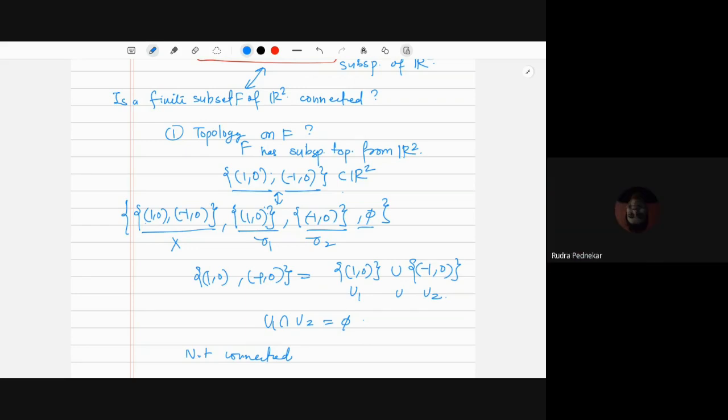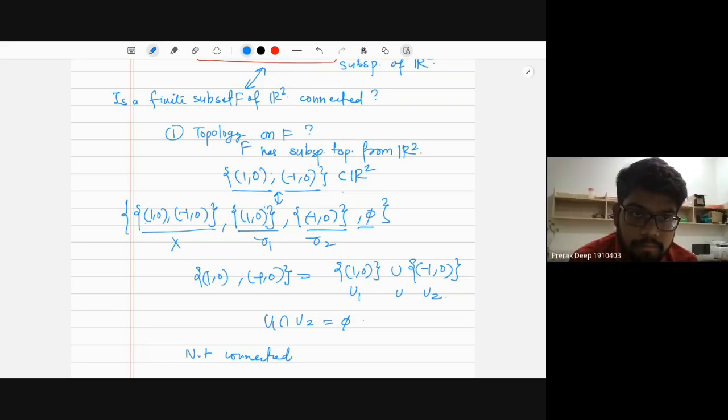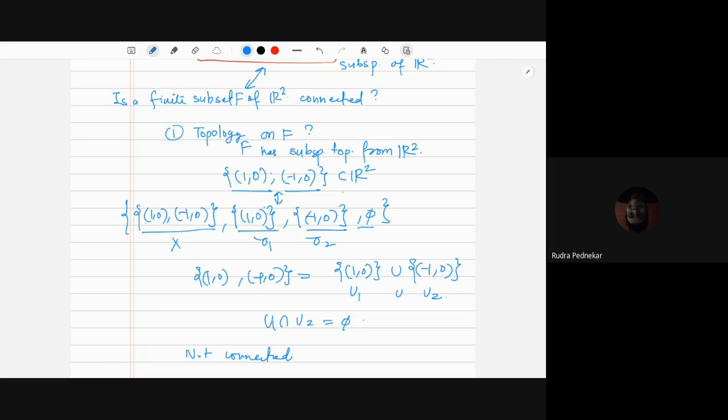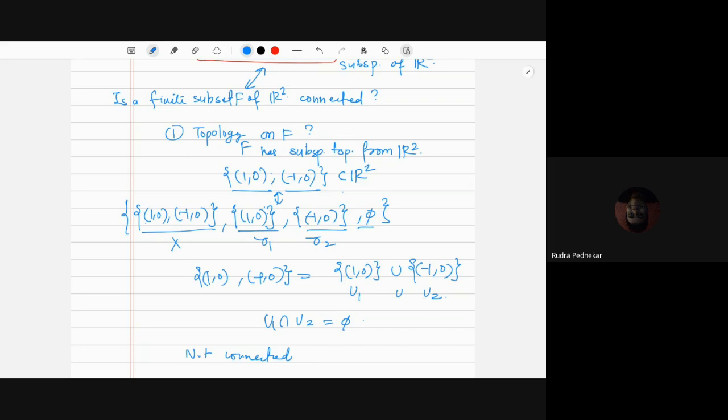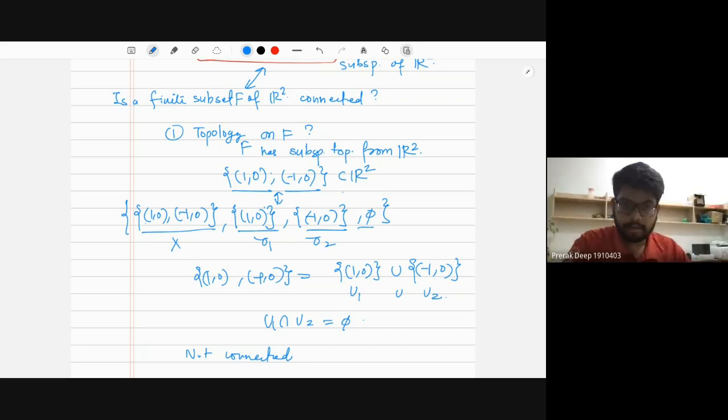Sir, I have a basic doubt from a few lectures ago. In algebra and group theory, we study isomorphism, and in topology, we study homeomorphism. What is the relation between the two? Are there any differences? No, no, no. There is no relation.